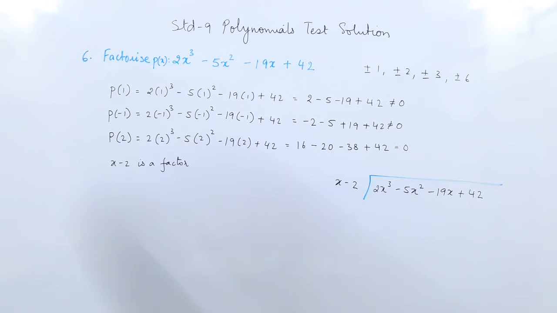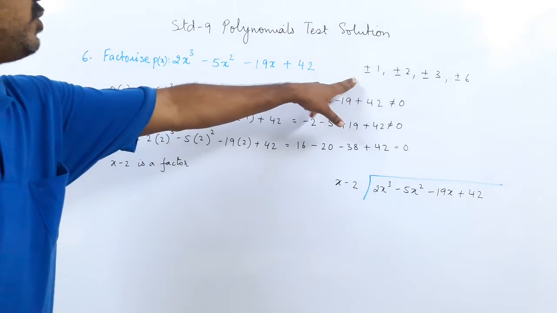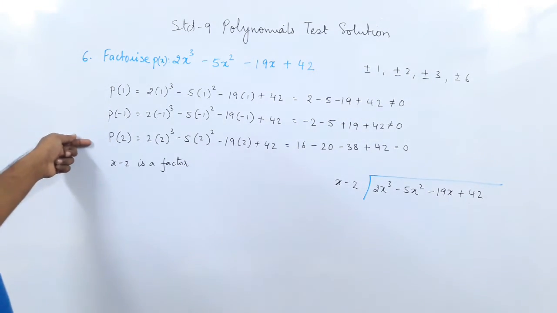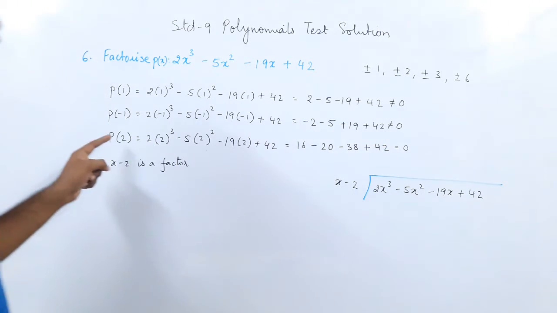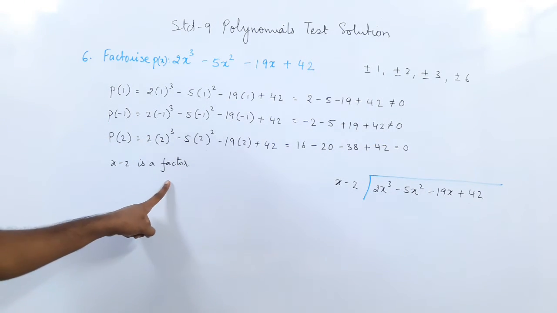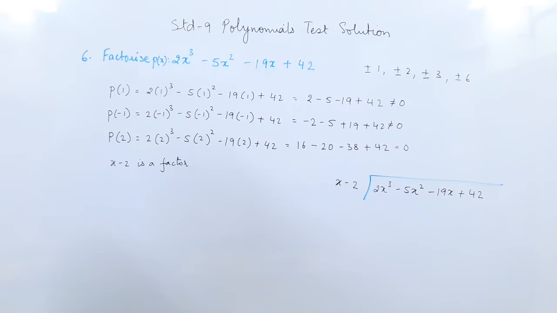Understand the steps again. First we take the factors of 42. Use the remainder theorem and see whether the remainder is 0. So P of 2 is 0, so x minus 2 is a factor. Next step is the long division method.